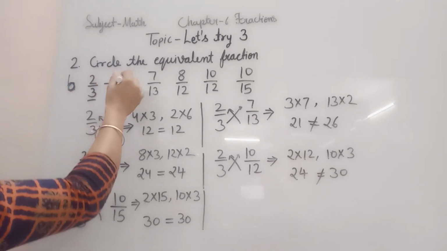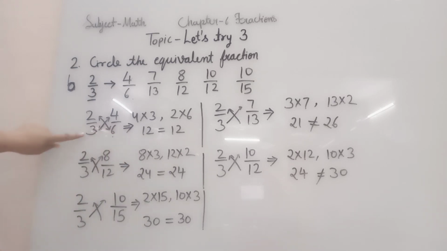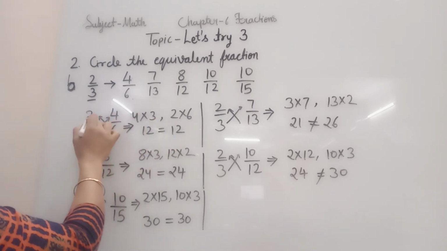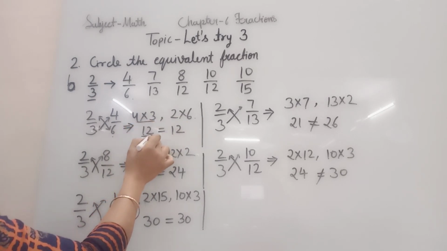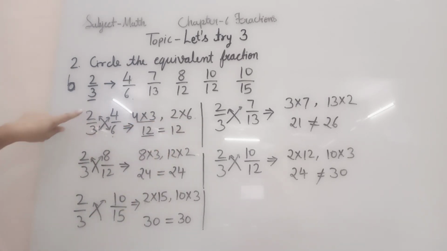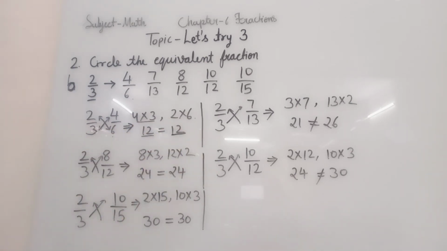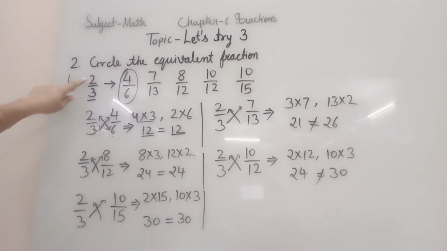So let's check whether 4 by 6 is an equivalent fraction or not. For 2 by 3 and 4 by 6 we will do cross multiplication. So 4 multiplied by 3 and 2 multiplied by 6. 4 multiplied by 3 is equal to 12 and 6 multiplied by 2 is also 12. If both the parts are equal, it means it's an equivalent fraction of 2 by 3.